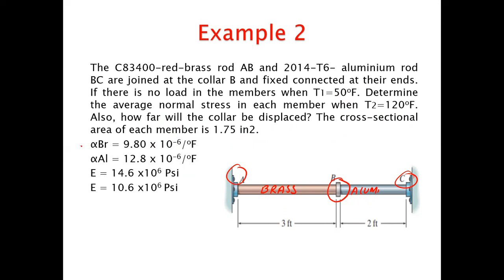So this is the coefficient of linear thermal expansion for brass. This is the coefficient of linear thermal expansion for aluminum. This is E for brass, and this is E for aluminum. The units are PSI, which is pound per inch square. You have to keep in mind the units. The length of rod AB is 3 feet and the length of rod BC is 2 feet. So we have to determine the average normal stress in each member.